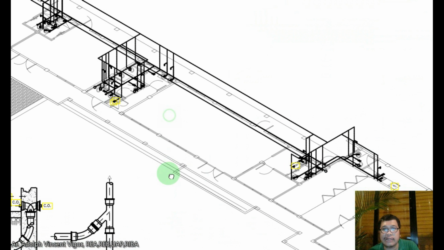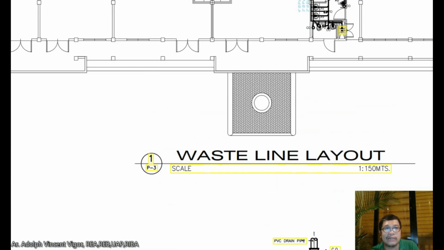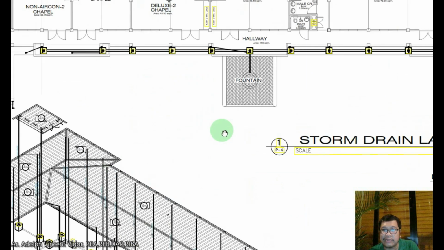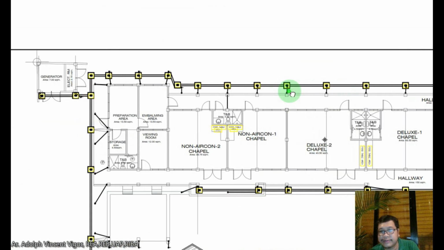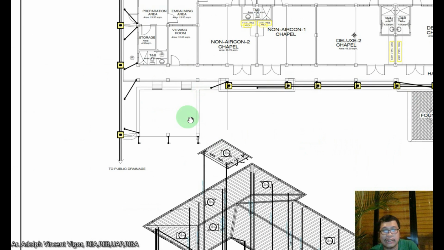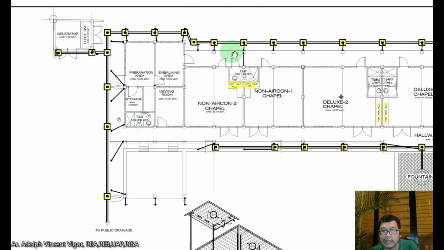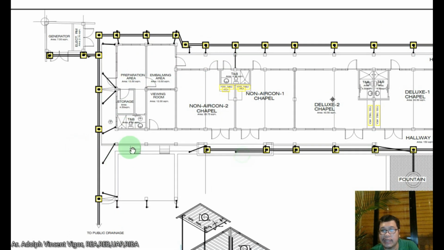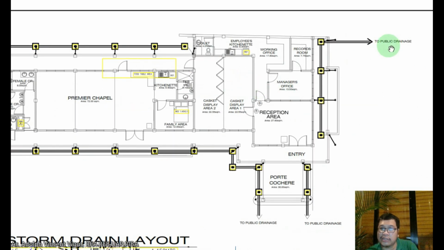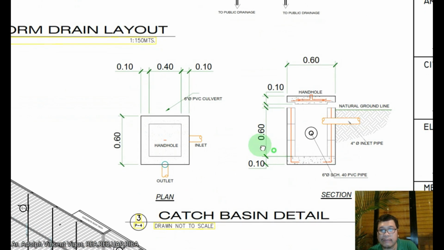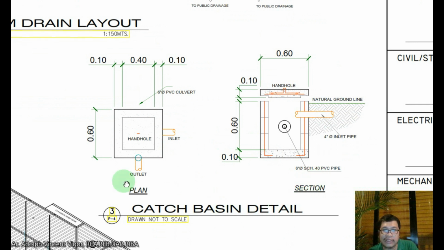Okay. So we have a separate plan for the wasteline. Let's go to here. It's the storm drain layout. So it's basically the water coming from the rain, the gutter. So it goes to your storm drain, drainage system, catch basins before it will be finally discharged to the public drainage. So this is an example of a catch basin. So what you can see here, this is the size, it's the manhole. This is the 6" diameter pipe. Okay, this is the inlet pipe.